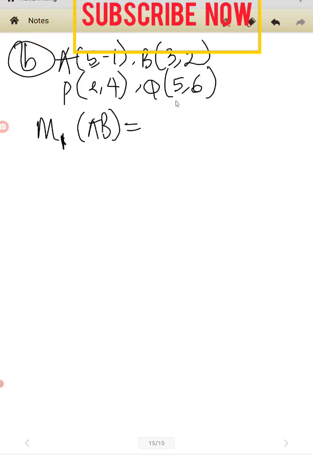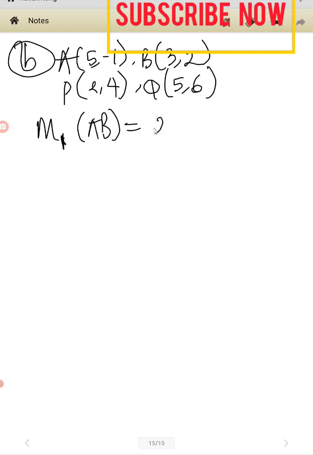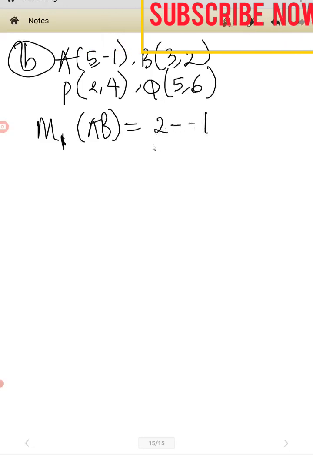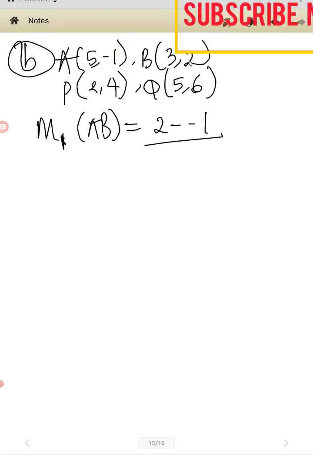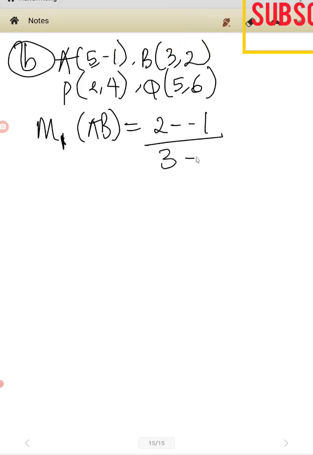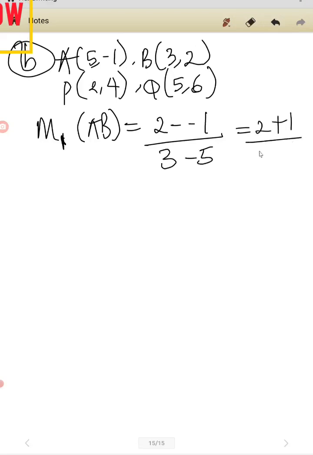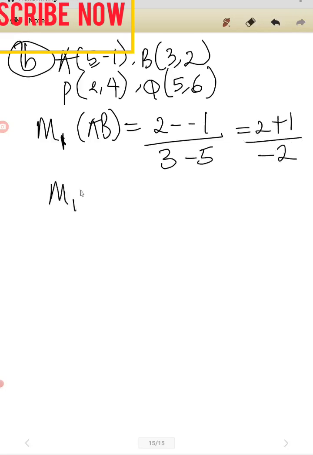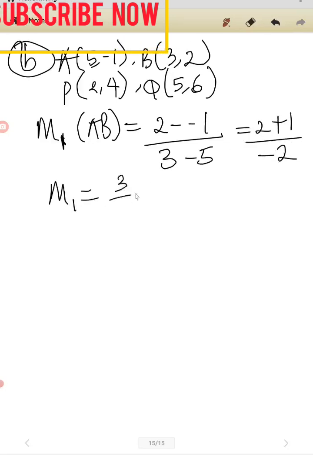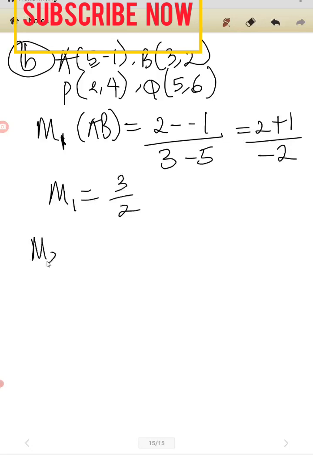That the Y2 should give you 2 minus 1, because our Y2 is 2, Y1 is minus 1. So our X2 is 3 minus 5. Which will give us 2 plus 1 over minus 2, which means that M1 is equal to 3 over 2. So let's find the M2.